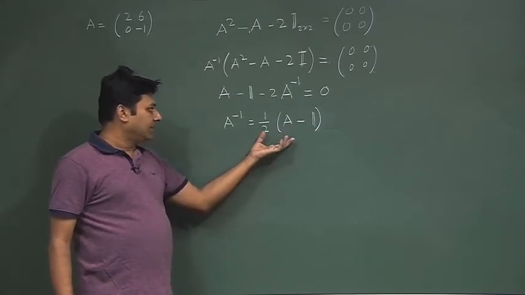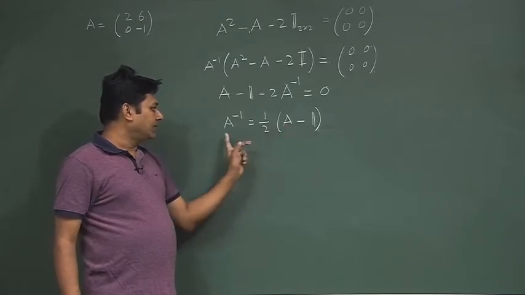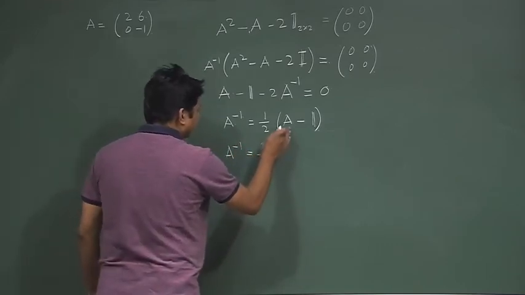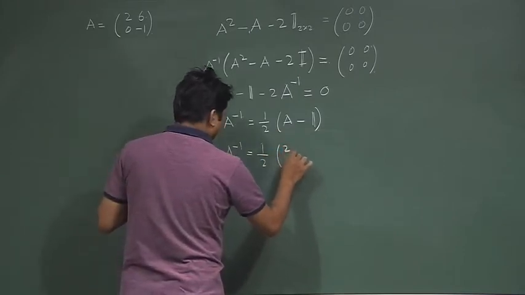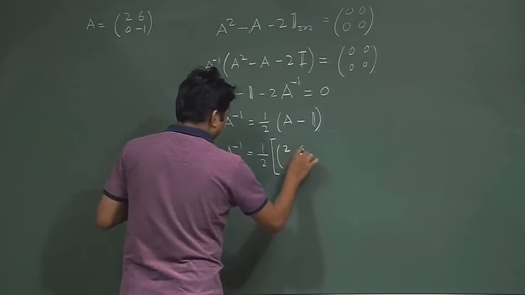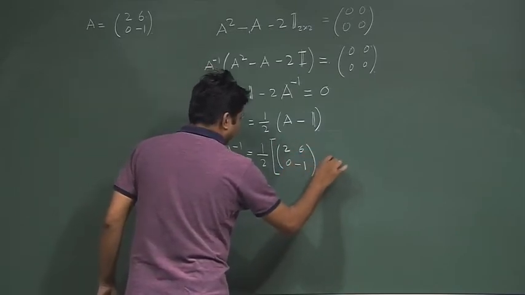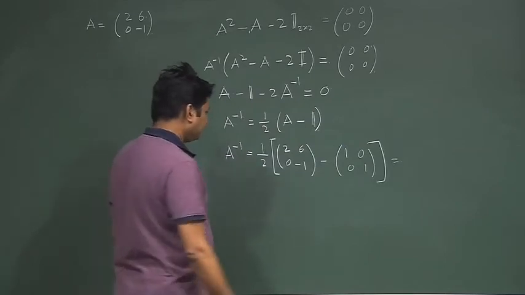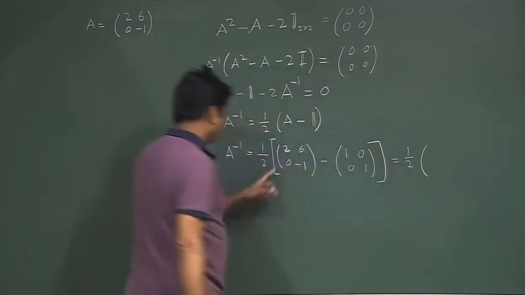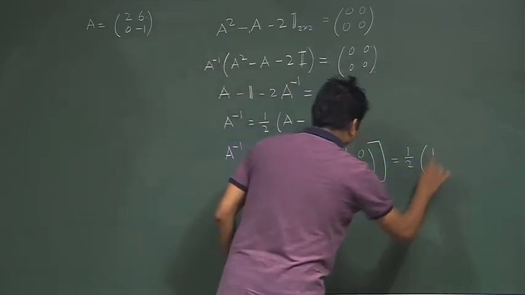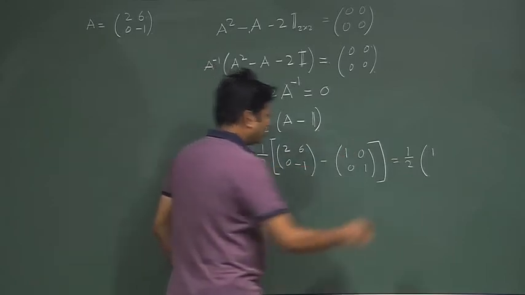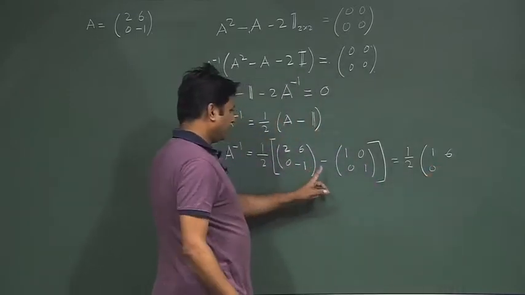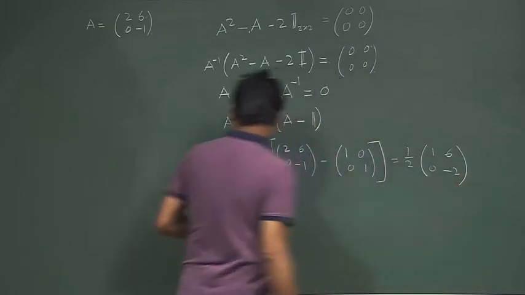So once I have this, if I put the value of A and I, then readily I can have the A inverse. So let's check whether I can get it or not. A inverse according to the Cayley-Hamilton theorem is half. So A is 2 6 0 minus 1, minus 1 0 0 1. What am I getting here? Half, 2 minus 1 is 1, 6 minus 0 is 6, 0 minus 0 is 0, 1 minus 1 seems to be minus 2. So I am getting A inverse something like this.